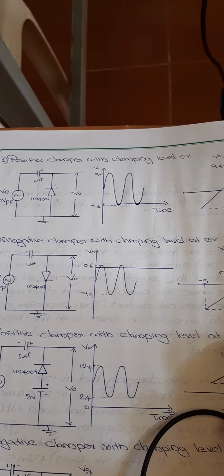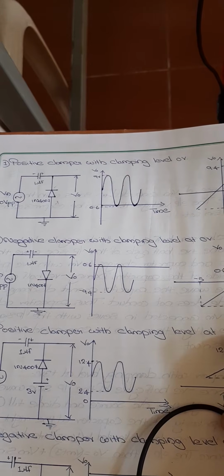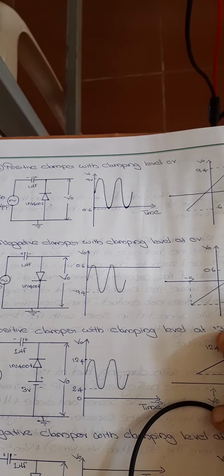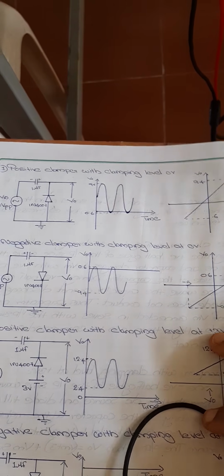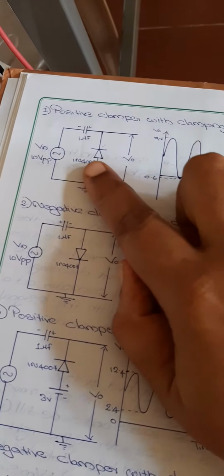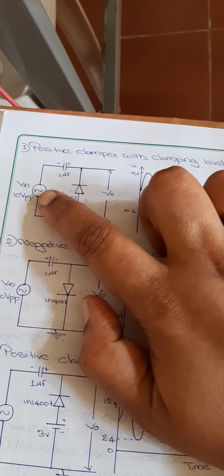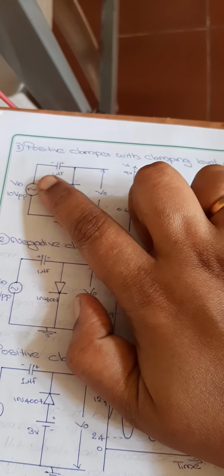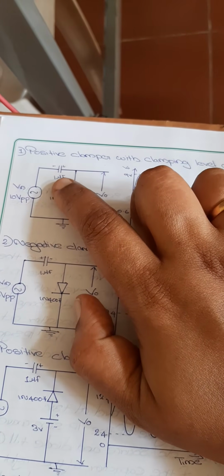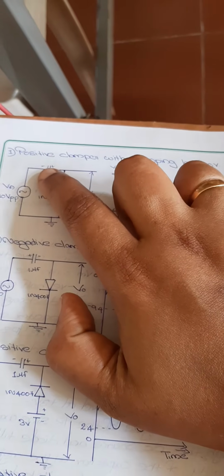Dear students, today we are going to discuss a positive clamper with clamping level at 0 volt. So, this is the circuit diagram for this positive clamper. You can see here that there is an input voltage source, V in, of 10 volt peak to peak, and there is a capacitor of value 1 microfarad.